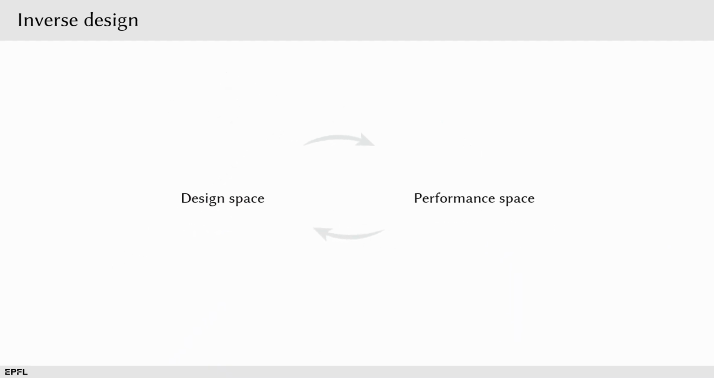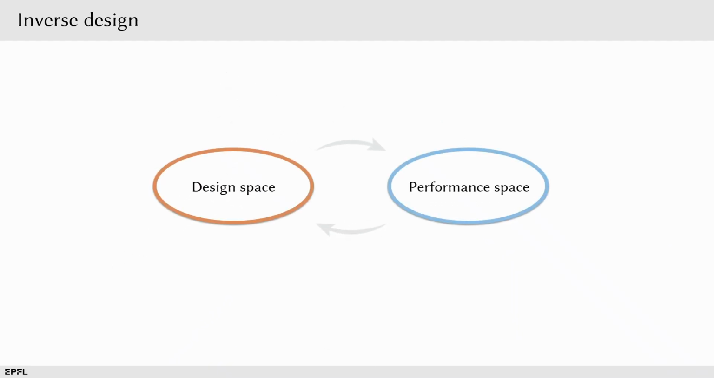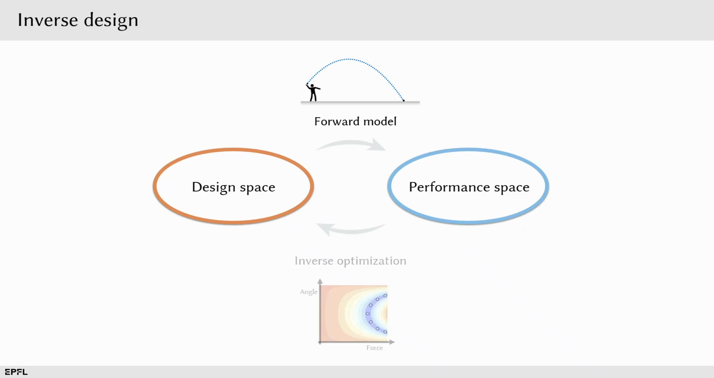So to recap, we have two spaces, design and performance. There should be two arrows over there, one on the top that goes to the right, and another one that comes back. A forward model connects the two spaces, and during inverse design optimization, we use information from the performance space to update parameters in design space.